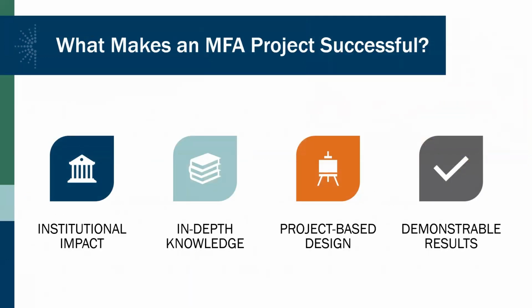Keeping our focus on project-based activities, let's look a little further at what characteristics are most often seen in successful MFA applications. Institutional impact: the project addresses a key goal identified in the institution's strategic plan. In-depth knowledge: the project design reflects a thorough understanding of current practice and knowledge about the subject matter. Project-based design: the work plan consists of a set of logical, interrelated activities tied directly to addressing the key need or challenge. Demonstrable results: the project generates measurable results that tie directly to the need or challenge it was designed to address. Successful projects most often exemplify these four characteristics and fit well within the MFA grant program. It has been our experience that unfunded applications fail to deliver convincingly on one or more of these areas.